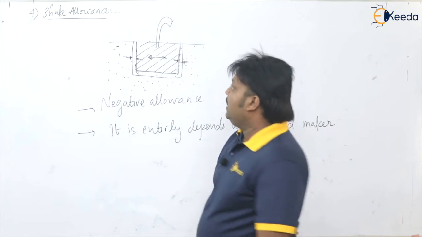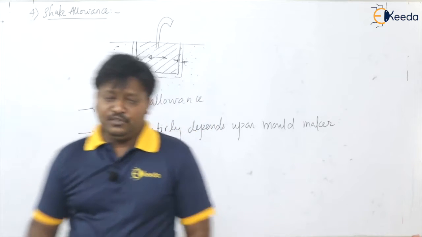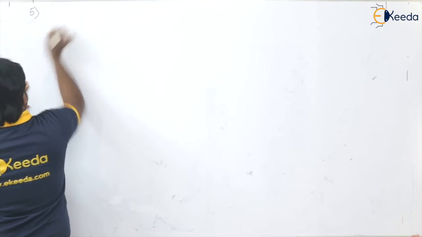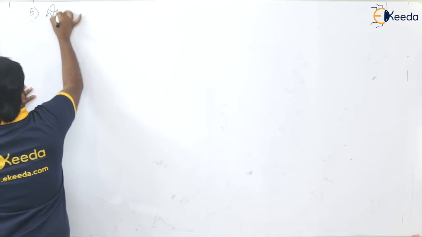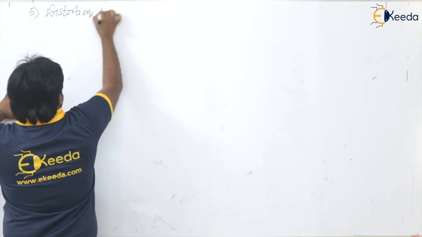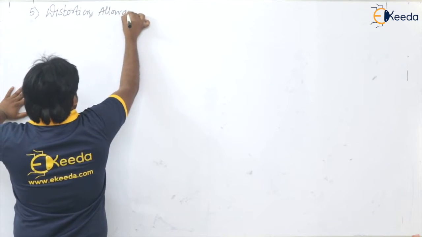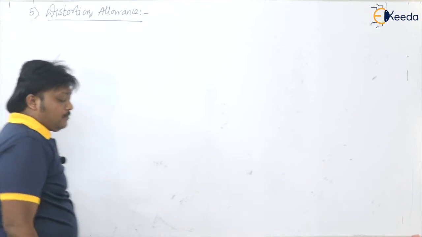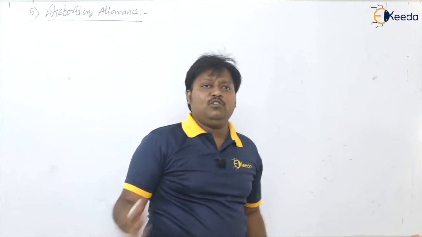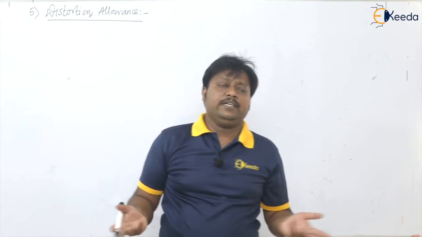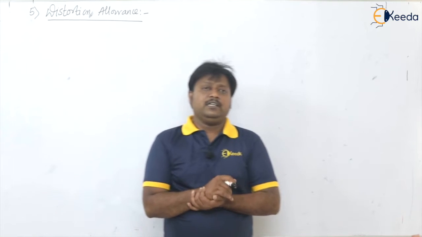Okay, so the next allowance that we are going to see after shake allowance, that is the fifth allowance, is the distortion allowance. The distortion or warpage allowance. See, what is the distortion allowance? It is a special category of shrinkage allowance. Okay, it's a kind of shrinkage allowance only.